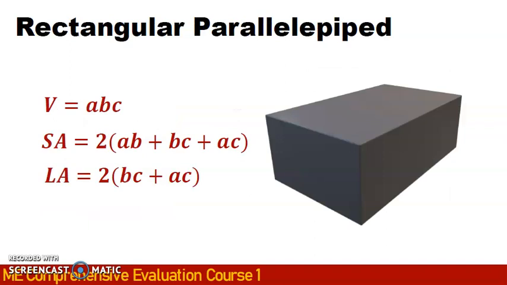So this is a rectangular parallelepiped. The volume is just the product of all the edges, A times B times C. The surface area refers to the whole surface. It's just twice the sum of these products here. The lateral area refers to the area of this part here and the other one. So that's why it's just 2 times (BC plus AC).